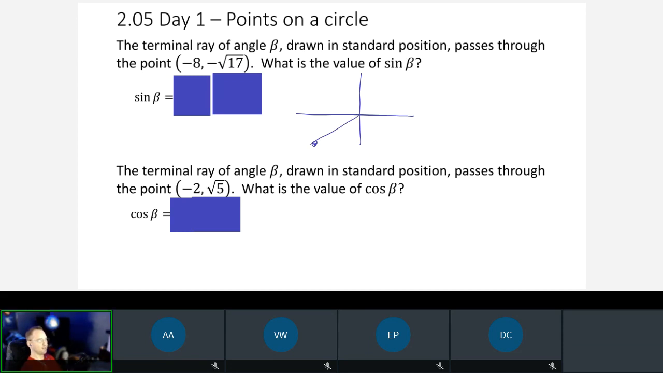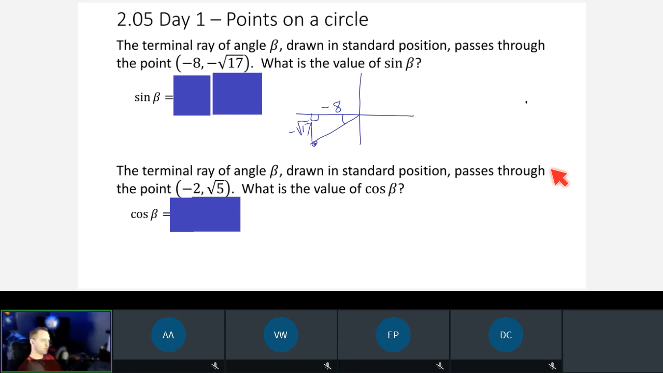So that's the coordinate (-8, -√17) or whatever. It's obviously not drawn to scale. So the x value, this is -8. This is -√17. There is the right angle here. And that is the angle beta. So we need to do the sine. Now sine is opposite over hypotenuse. So you have to calculate your hypotenuse by doing the square root of a squared plus b squared.